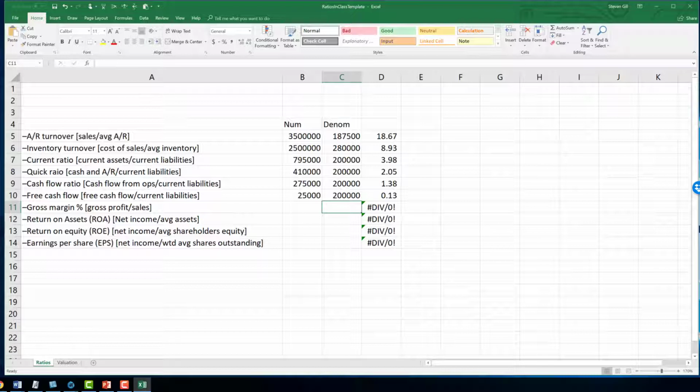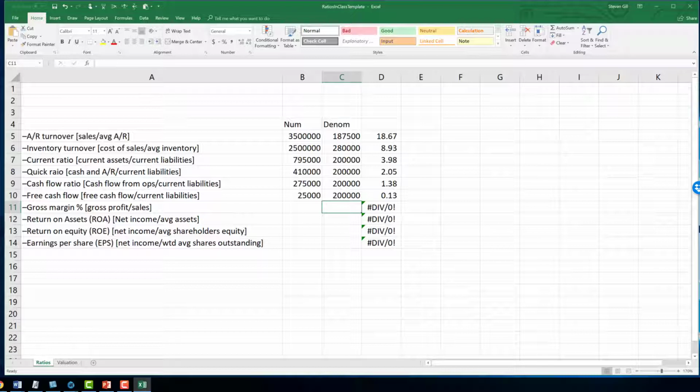So we certainly have enough current assets to cover them. We certainly have enough cash and accounts receivable to cover them. The cash flow ratio speaks pretty solidly to that. But our free cash flow, well, that's a little bit troubling because we couldn't really cover our current liabilities once we had paid off the capital expenditures and dividends that we had available to us.